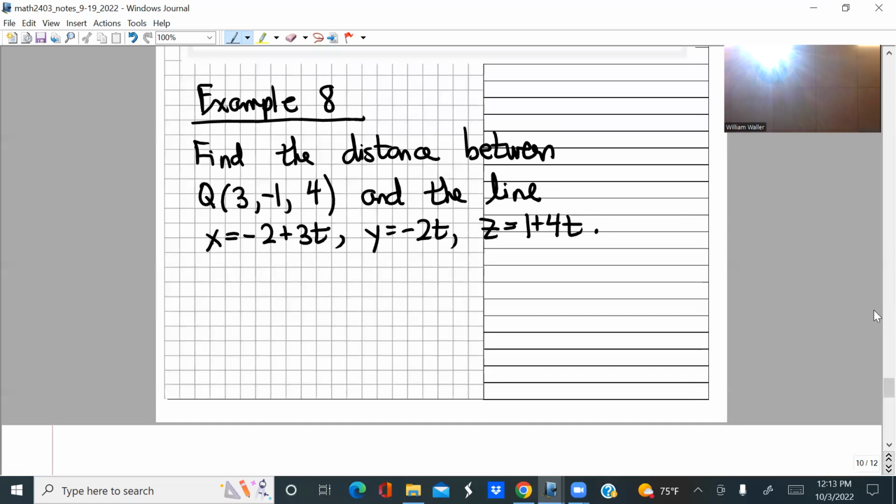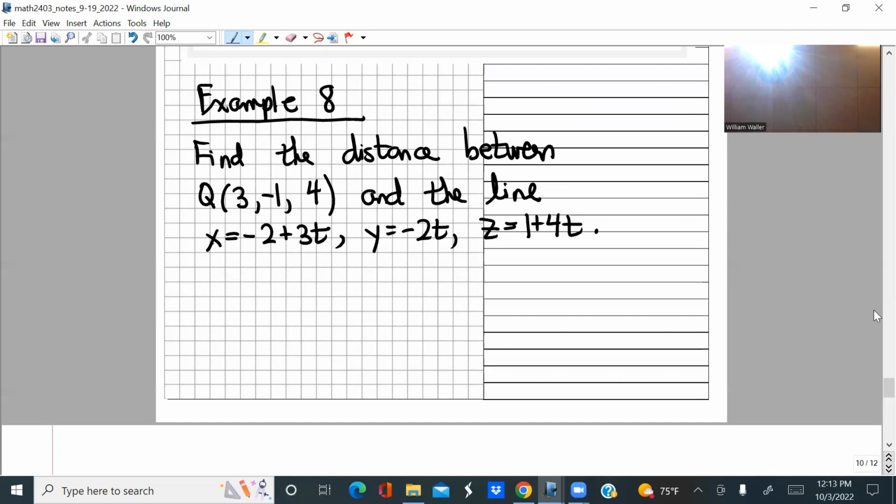Let's see. So we want to find, again, I don't have a picture of this, but we can imagine it. We want to find the distance between this point Q and this line. Now you do want to make sure that your point's not on the line, because if it's on the line, you'll end up with a distance of zero. I'm not sure what happens if you try to find it.